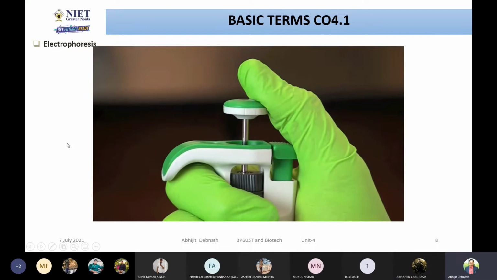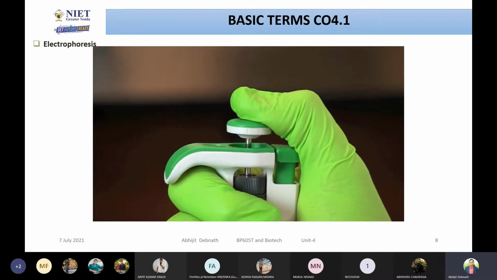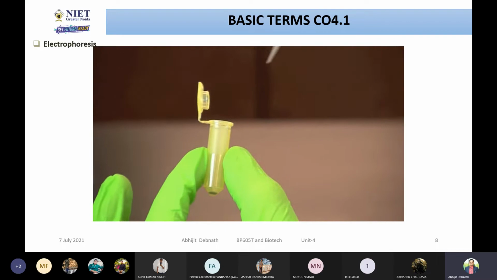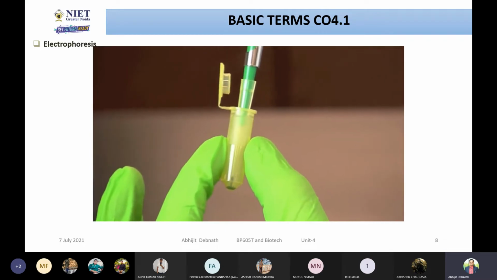To obtain a DNA sample, slowly depress the plunger on your adjustable micropipette to the first or soft stop. Holding the plunger down, insert the tip of the pipette into the microtube with the DNA sample.